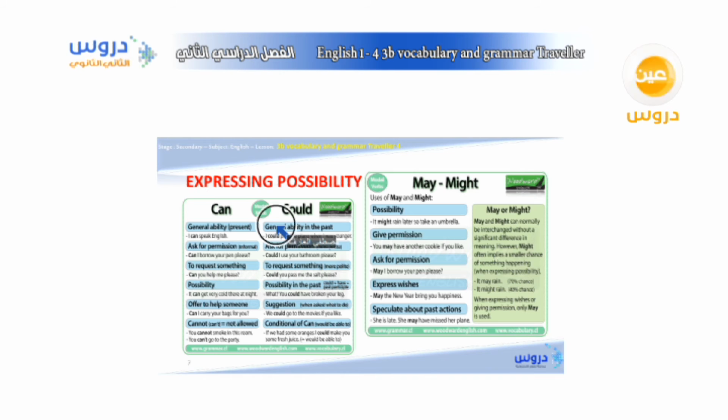Now, may and might, they are very, very polite, okay? May in the present and might in the past. Let's see. It might rain later, so take an umbrella. So you're trying to say that there is a possibility of rain. You can give permission. You can give an okay for people. You may have another cookie if you like. I mean, it's okay if you have too many cookies.